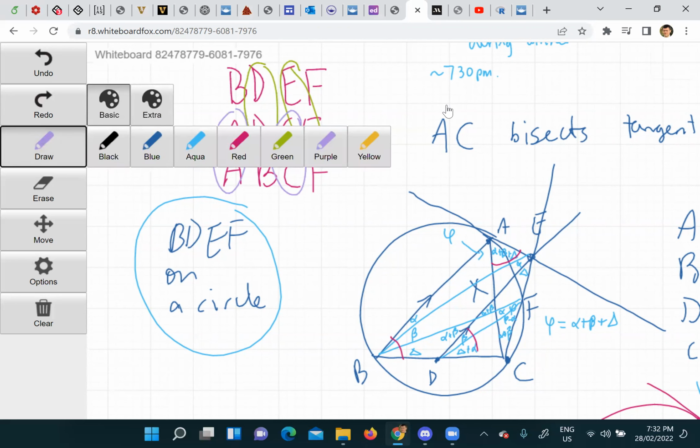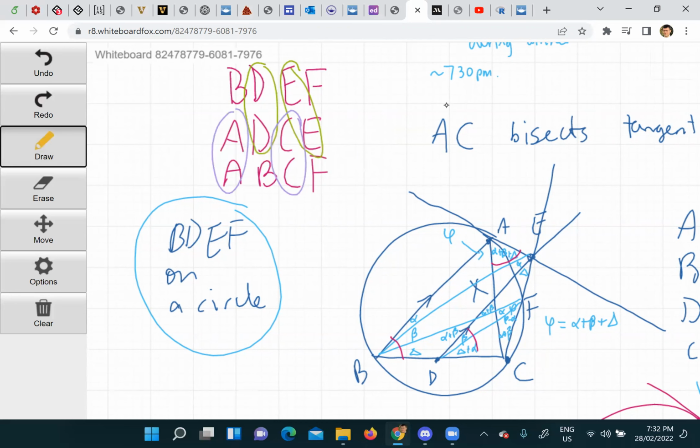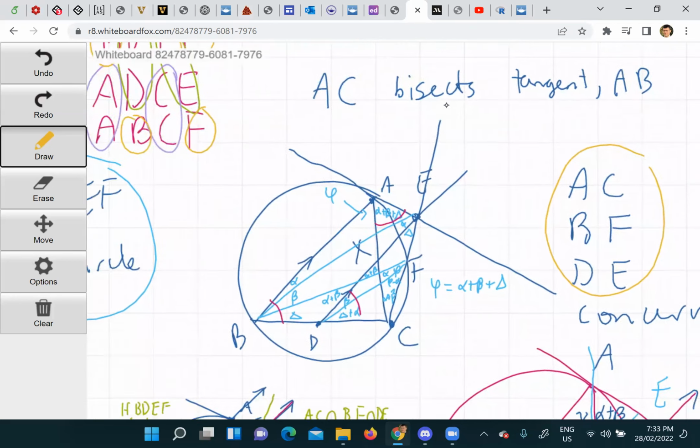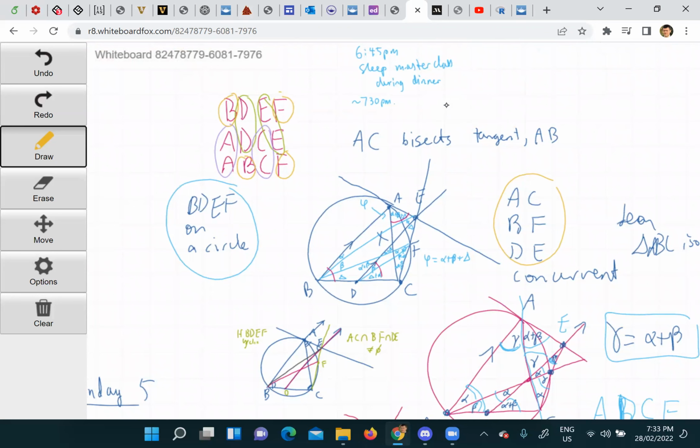Okay, and the first and third, you see you have B and F, yeah? So remember what the 3 things were meant to be collinear with? There's AC, BF, and DE, right? They're paired up like that, right? So this is what's called the radical axis theorem. Oh yeah, the radical, yes.